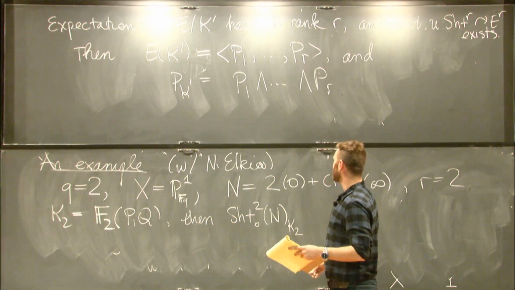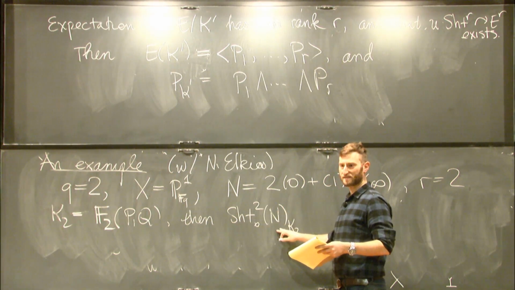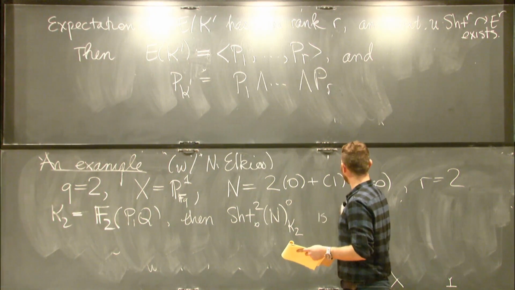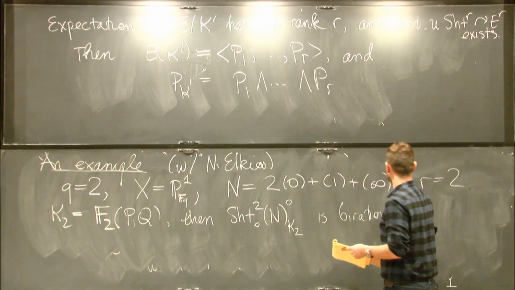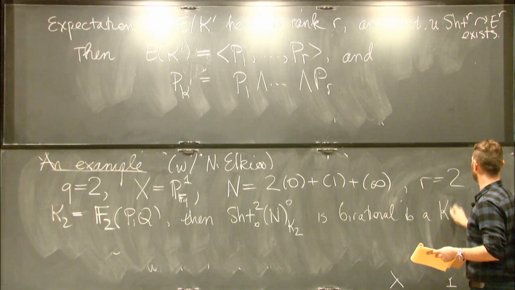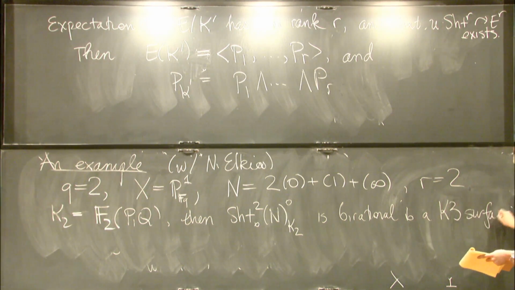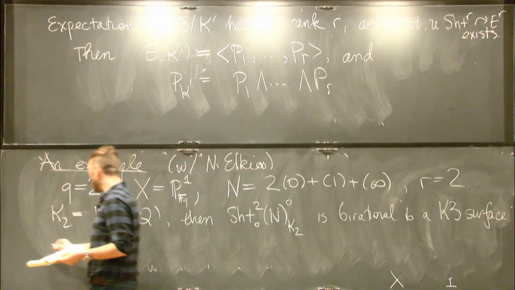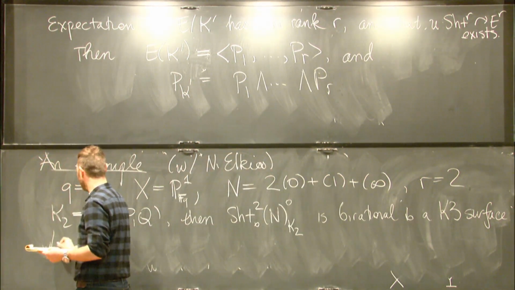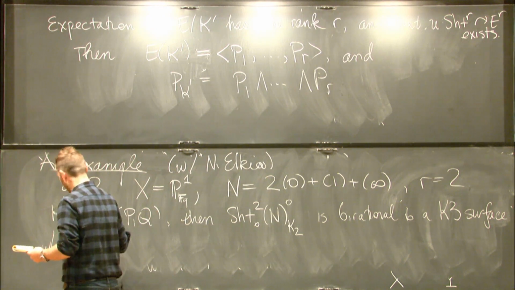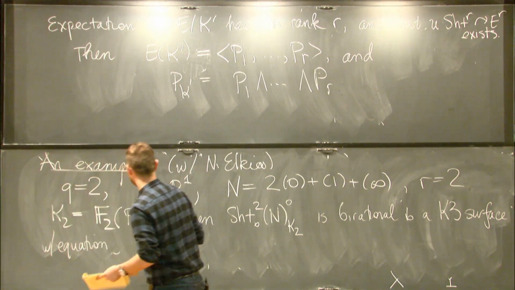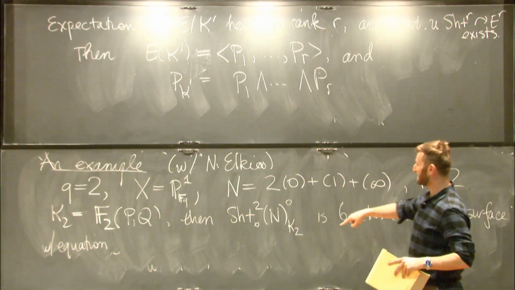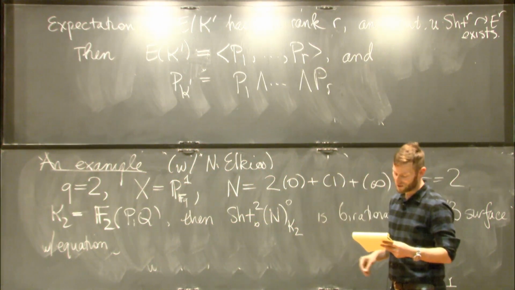And there are many connected components to this, but I only want to take one of them. So that's what this symbol means. And then this is birational to a K3 surface. I'll tell you, it's basically because I found the equation and I recognized it as such. So this was a matter of finding the right morphism from this to the projective line. In other words, the right function.